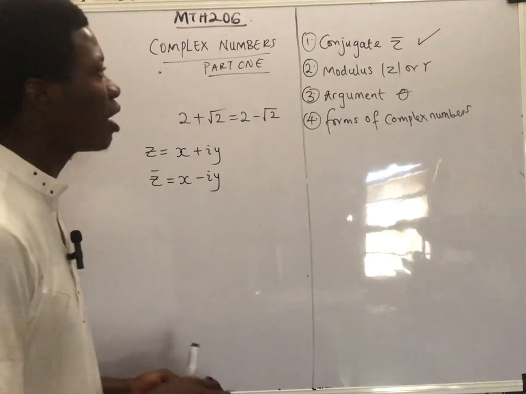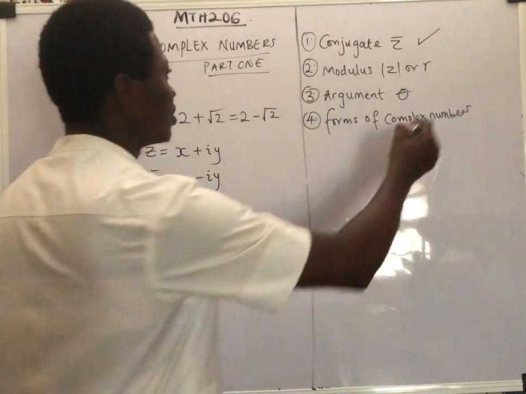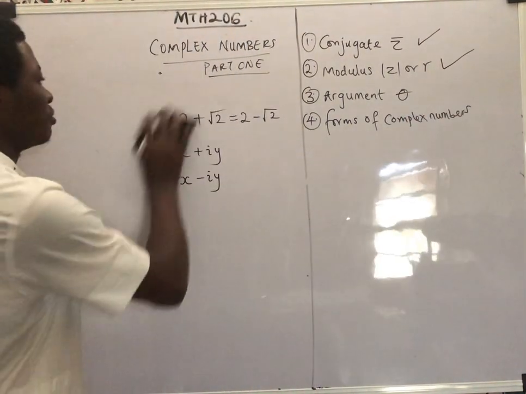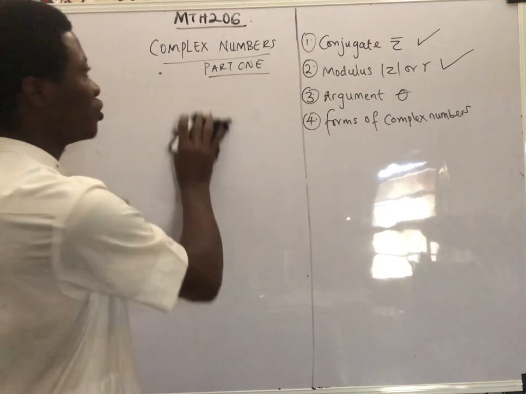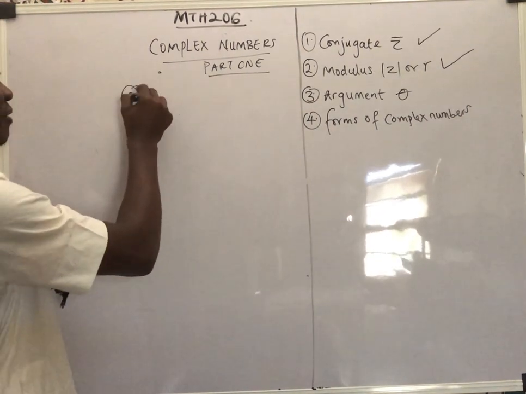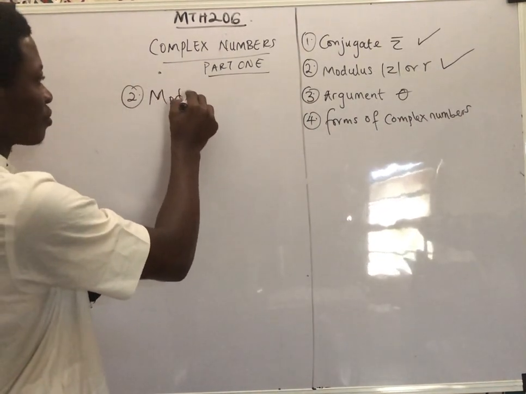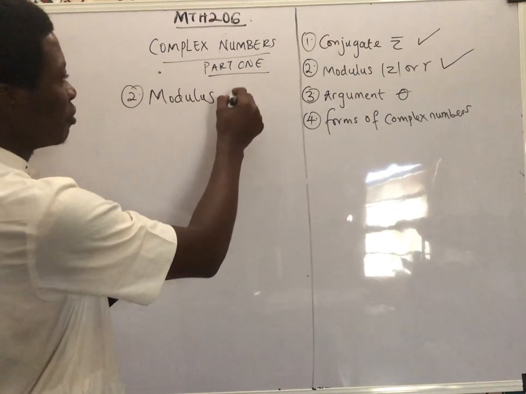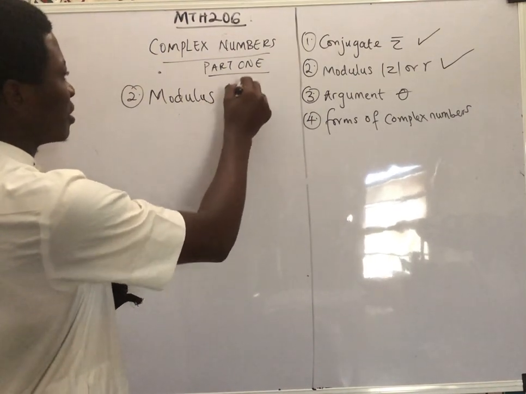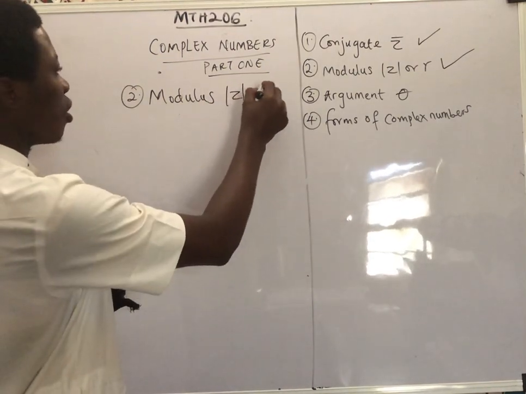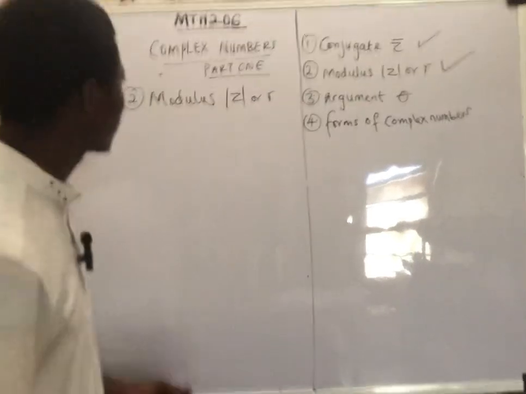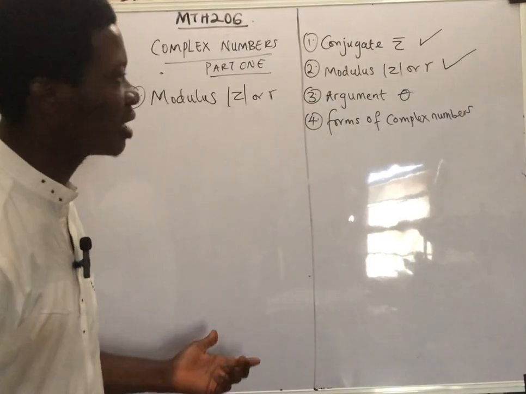Let us see if we can finish the first part and then see if we can do the second part before it goes dark. Now, the next thing is modulus. We have been able to discuss conjugate, so the second thing we have here is modulus. Modulus is denoted by the absolute value of Z, or r.